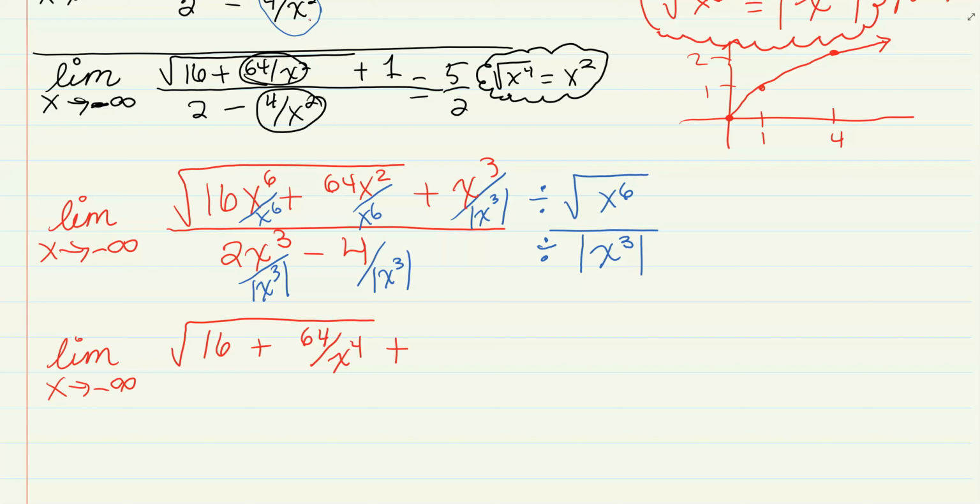Plus, what is this here? X to the third is a negative number. Absolute value of x to the third is a positive number. A negative number divided by a positive number is going to be a negative number. This is going to be negative 1 because the value is the same, but the signs are different. So that really is negative 1 right there when you divide.